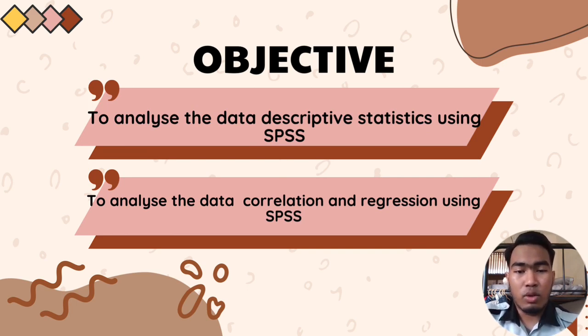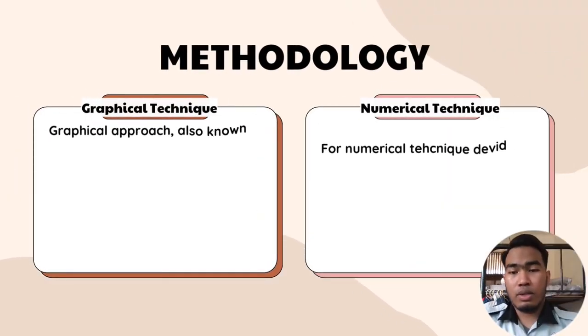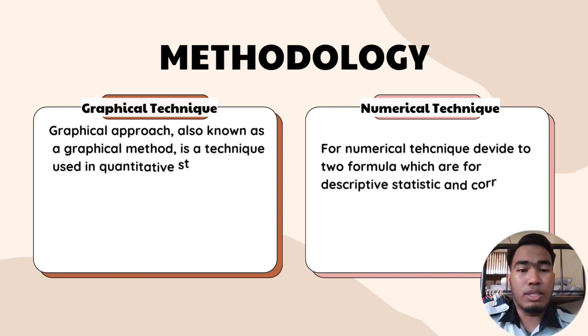This is the objective for this slide. The first is to analyze the data using descriptive statistics in SPSS, and the next is to analyze the data using correlation and regression in SPSS. For the methodology for this topic, we have two: the first is graphical technique and the next is numerical technique.